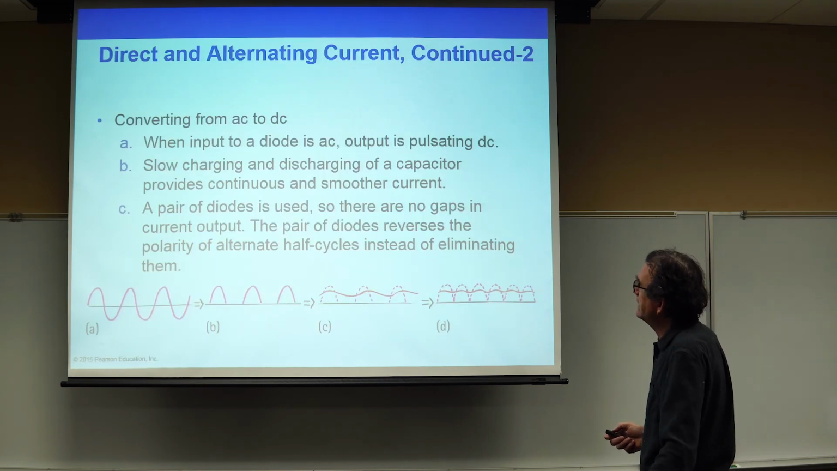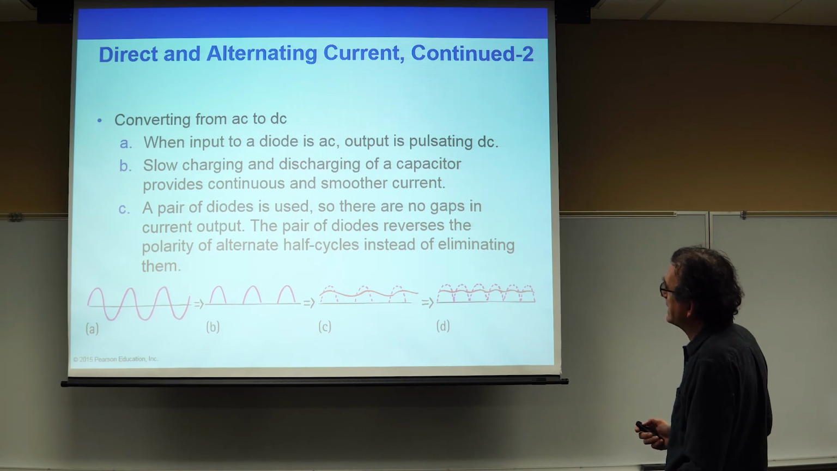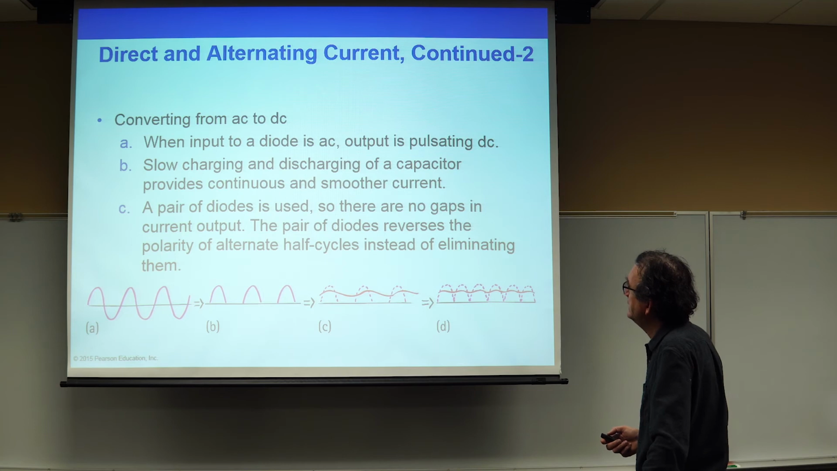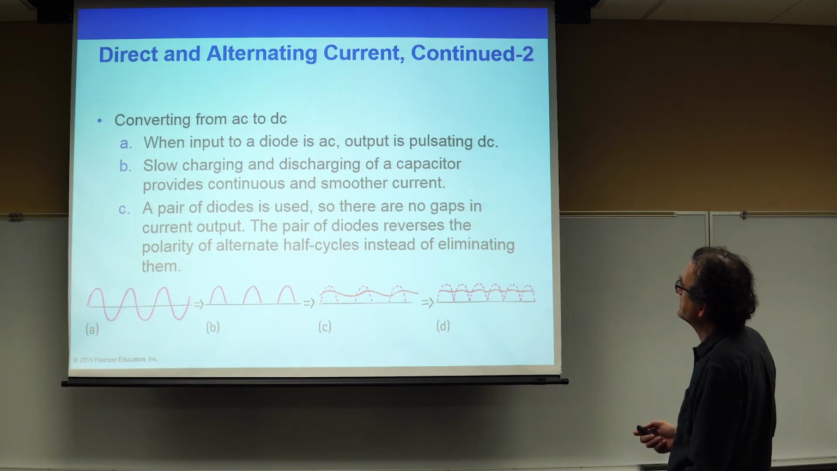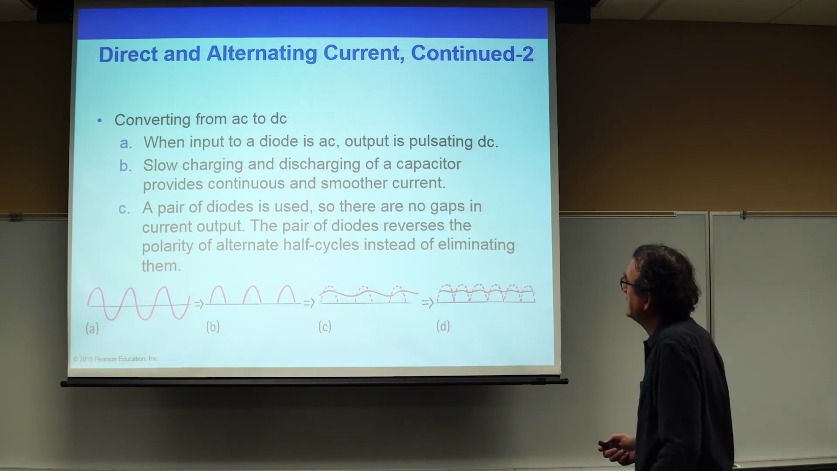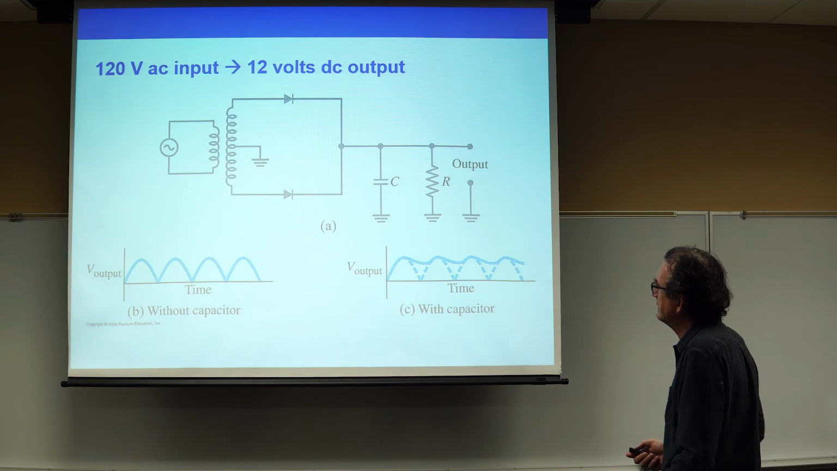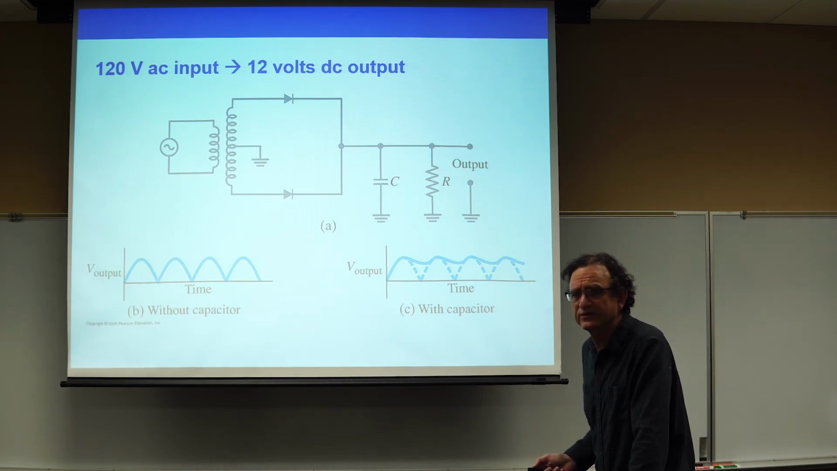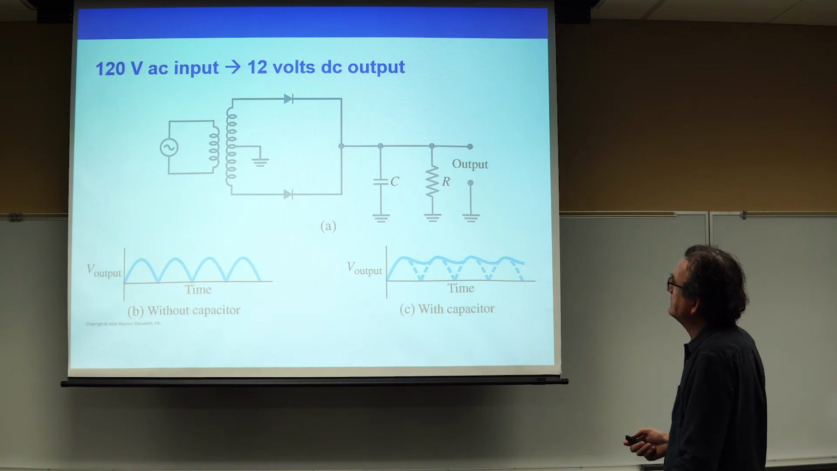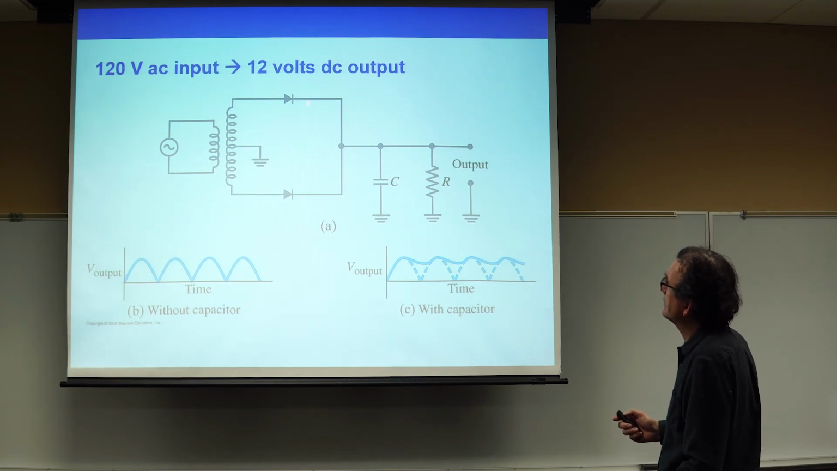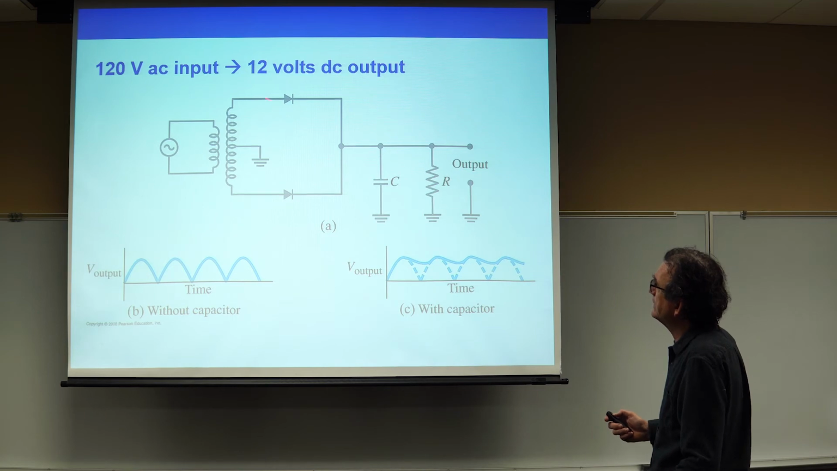Converting AC to DC involves this capacitor. First, it involves the diode that only allows current through in one direction. There's this discharging and charging capacitor, which helps to provide continuous and smoother voltage as well as current. And the pair of diodes is used so there are no gaps in the current output. Now, we're not going to go through all the details of that. I spent about 30 minutes in a sophomore class for engineers describing how this system works. But the idea is that these diodes are very good at only letting through the current in one direction, and that can be used to make the voltage output unipolar instead of bipolar.